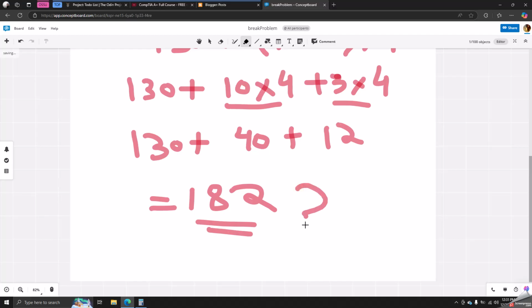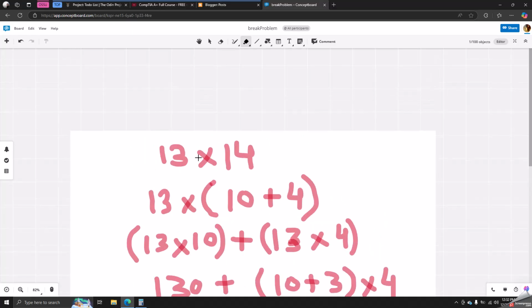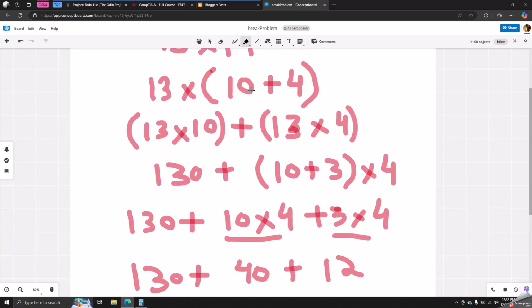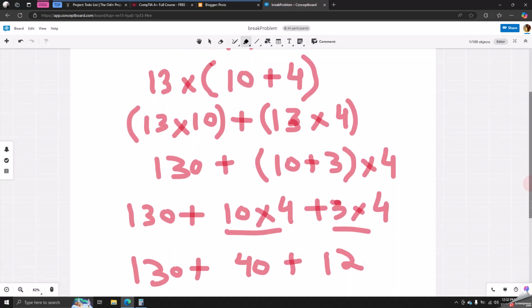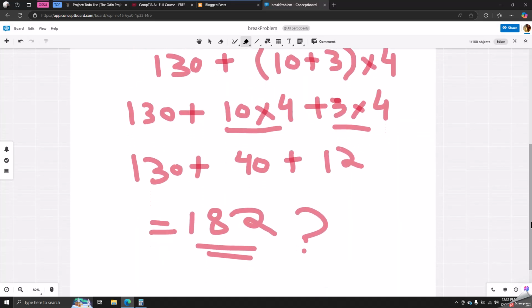So this is how you break down a bigger problem into smaller ones and then try to solve those smaller problems to arrive at the answer to the bigger problem, right? So this is what is meant by breaking your problem down into smaller ones and then trying to solve those smaller problems to have the solution to the bigger problem. So this is the concept.